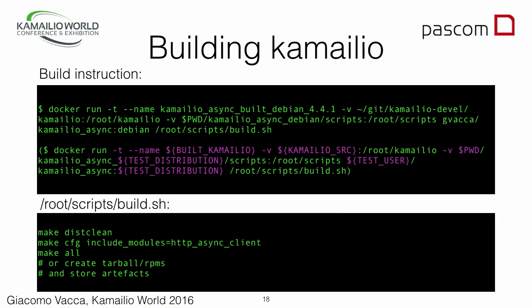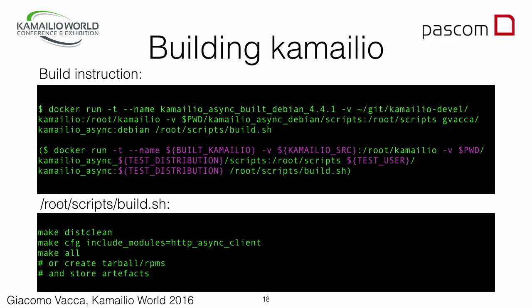So once you have the base image, which in this case is, for example, gvac Kamailio async Debian. gvac is just the user. The typical name is the user, slash, a name for the image, and then colon a sort of tag, in this case, a Kamailio async for Debian. Then what I'm passing here is a volume for the source code. -v represents the volume. And then a volume for the scripts for the build. And it's generalized in that case.